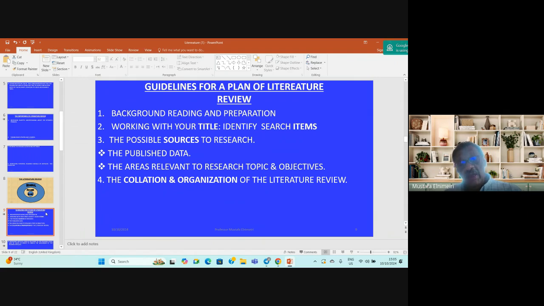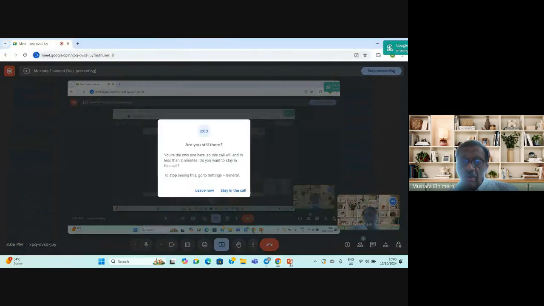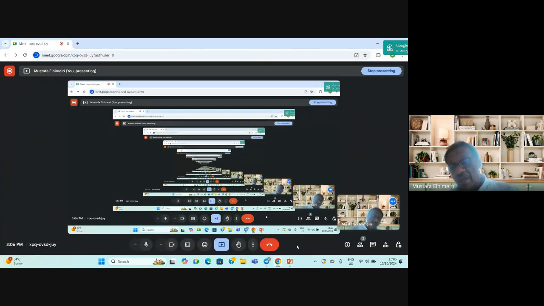Then lastly, you have to carry out some sort of collation, some sort of compilation, and then organization of the literature review chapter, where you will use the different literature, whether you use it in the background of the introduction, or whether you use it in the discussion, what type of literature you are going to include, which literature you are going to include in the background literature.